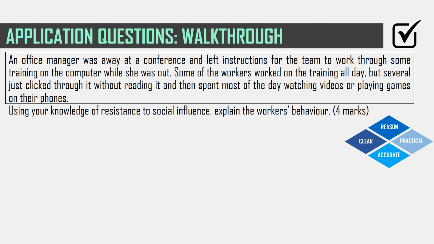Okay, so here's a question, and we're going to start off by looking at something from social influence. It's going to be about resistance. Remember that resistance, there are 2 explanations for resistance named on the specification that you must know. That is locus of control and social support.